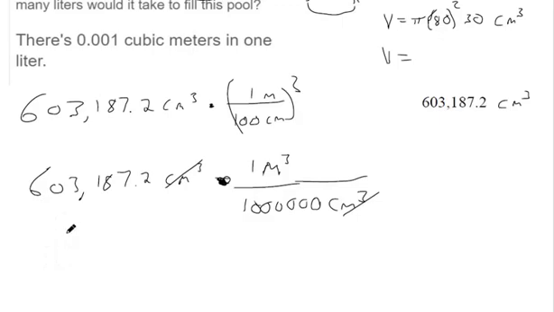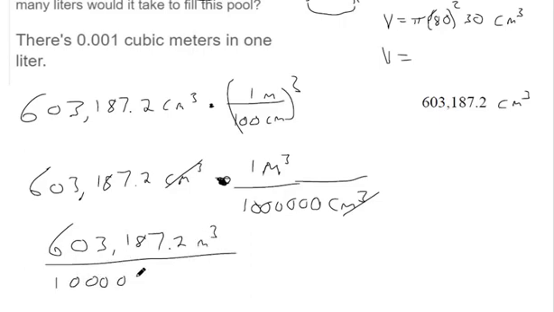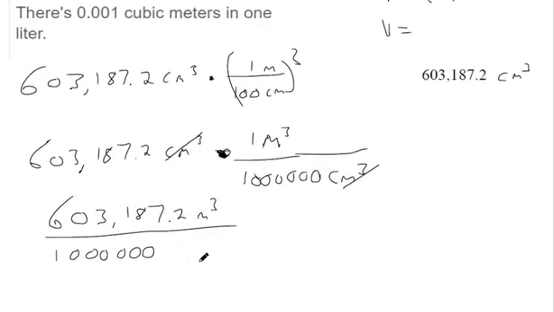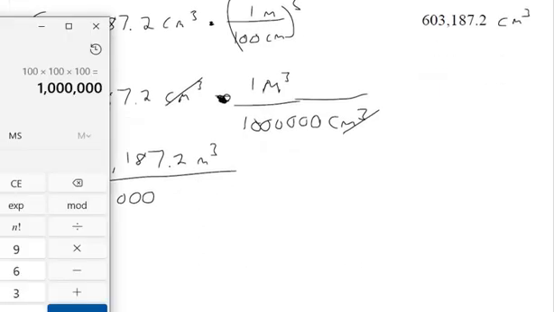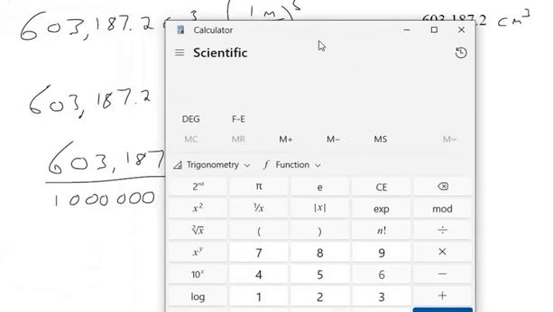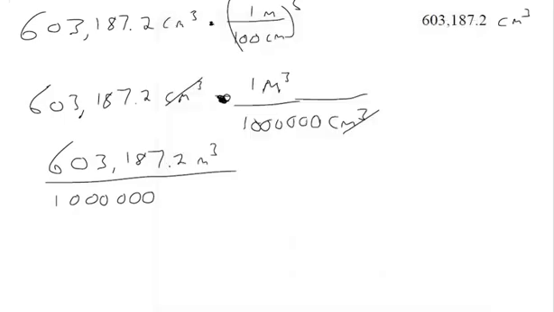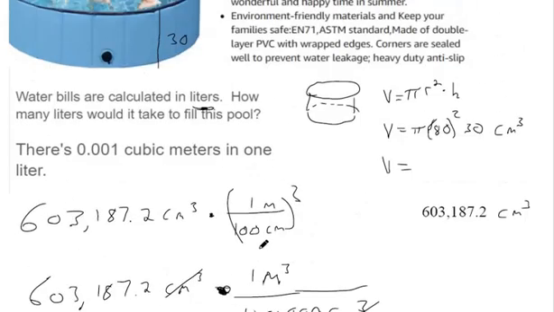We've just got to do 603,187.2 cubic meters over 1,000,000. And then when you divide those two, 603,187 divided by 1,000,000, you got 0.6, we'll just say 0.6. This is 0.6 cubic meters to fill up this pool.